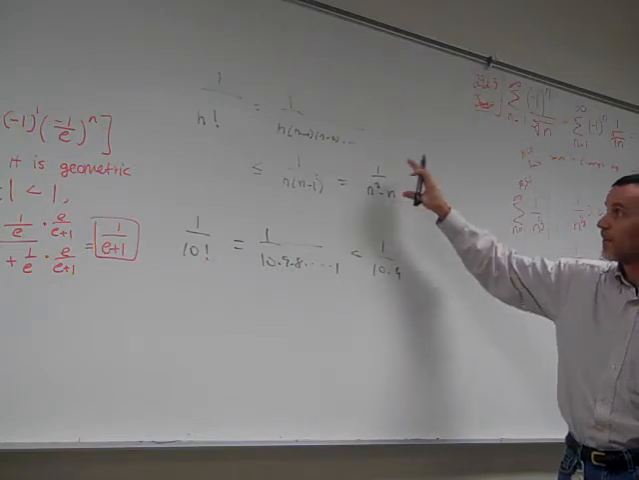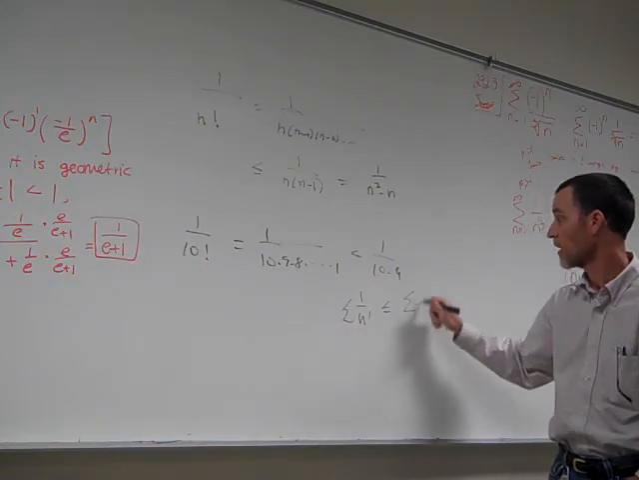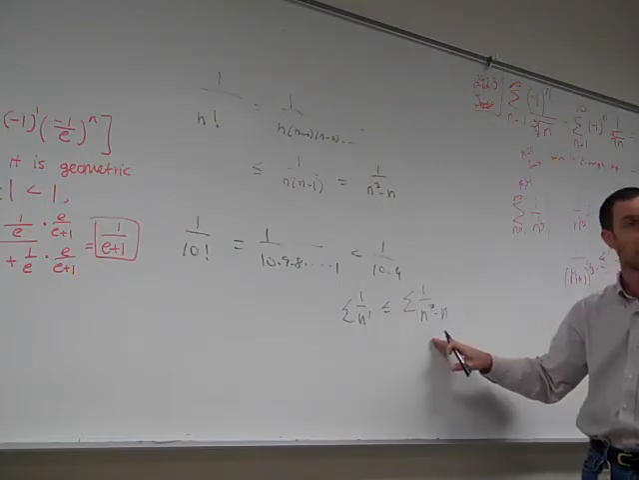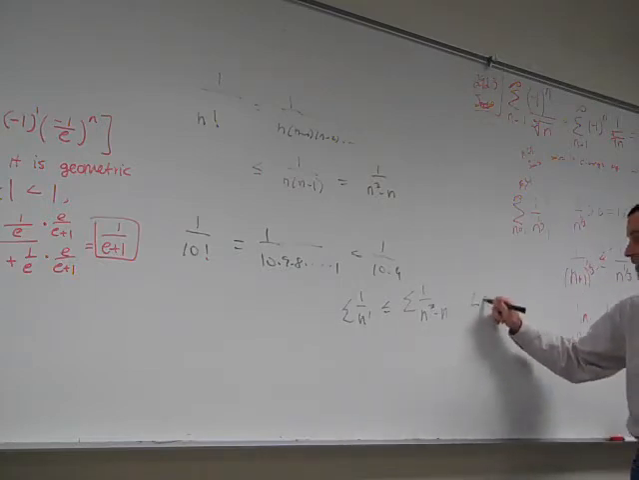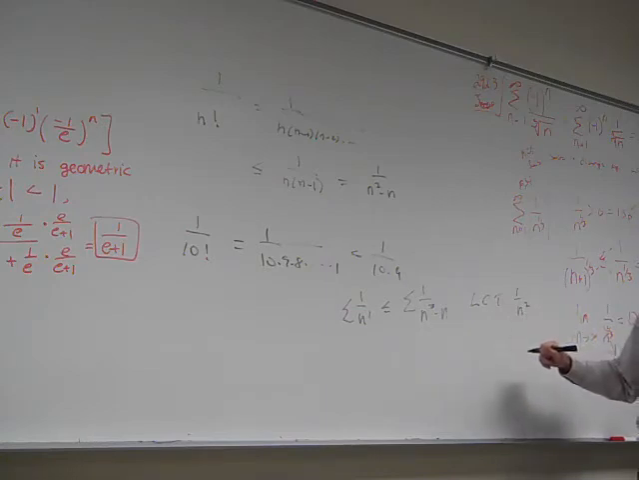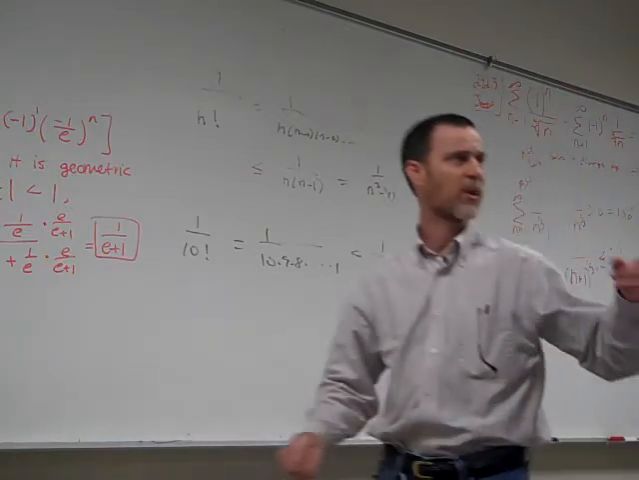And so, if that's true, then I could get that the sum of 1 over n factorial is less than or equal to the sum of 1 over n squared minus n. So now all I've got to worry about is this one, which I suspect if I did the limit comparison test with 1 over n squared might work. I'll play with it. I don't want to wing one here that might just waste our time. I'll think about it and see if we can make it work.